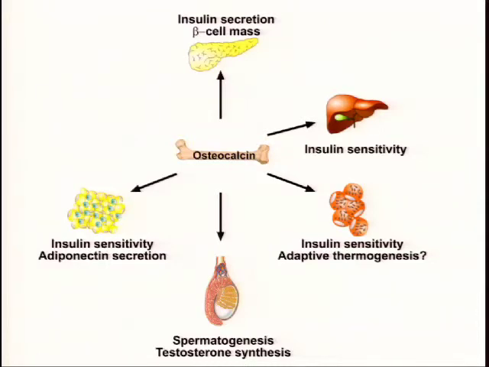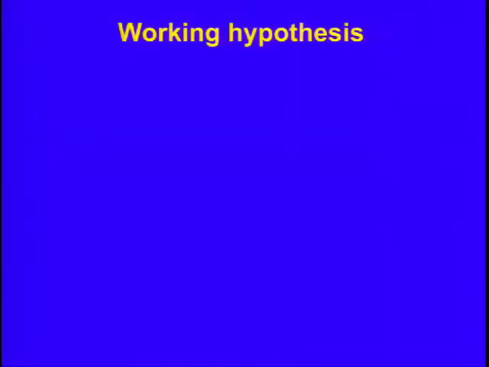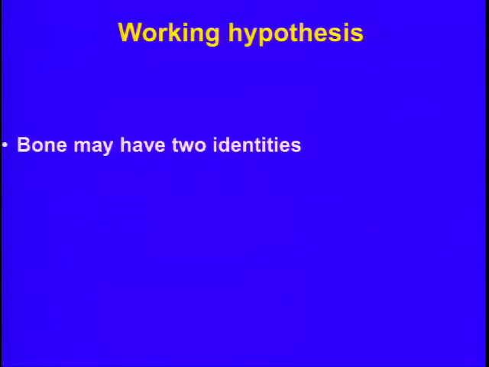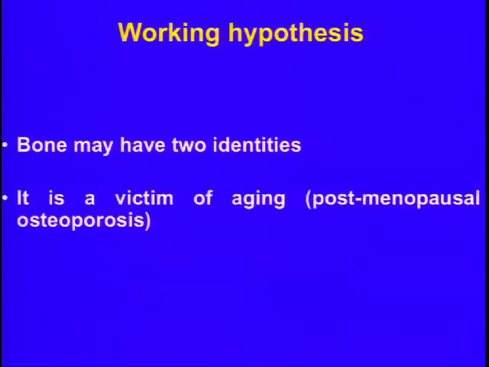And that has brought now a hypothesis to the lab, which is really the overarching hypothesis of the work we are doing. And this hypothesis is that bone is in fact a schizophrenic tissue. It has two identities. On its day job, it is a victim of aging, and we all know that after menopause there is osteoporosis. We are not going to speak about it today.